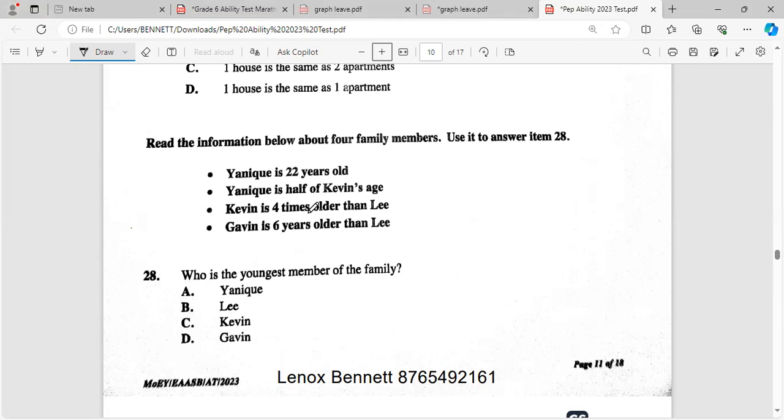Read the information below about our family members. Use it to answer item 28. Yannick is 22 years old. Yannick is half of Kevin's age. Kevin is 4 times older than Lee. Gavin is 6 years older than Lee. Who is the youngest member in the family?